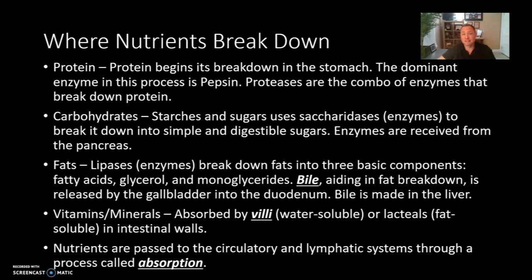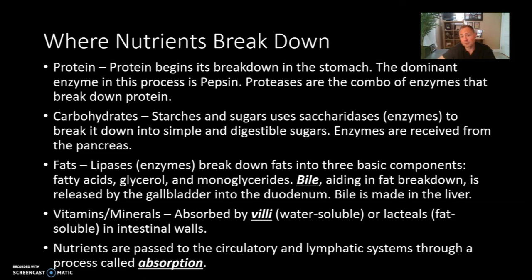Now, where do all the nutrients break down? They all actually break down in different spots. Protein is broken down in the stomach. The dominant enzyme in this is pepsin, and then proteases are the combo of enzymes that help break down proteins. Carbohydrates, starch and sugars, are broken down by something called saccharidases, or enzymes that break down starches and sugars. The enzymes for that are received from the pancreas. Fats use lipases to break down fats into 3 basic components. They get broken down into fatty acids, glycerols, and monoglycerides.